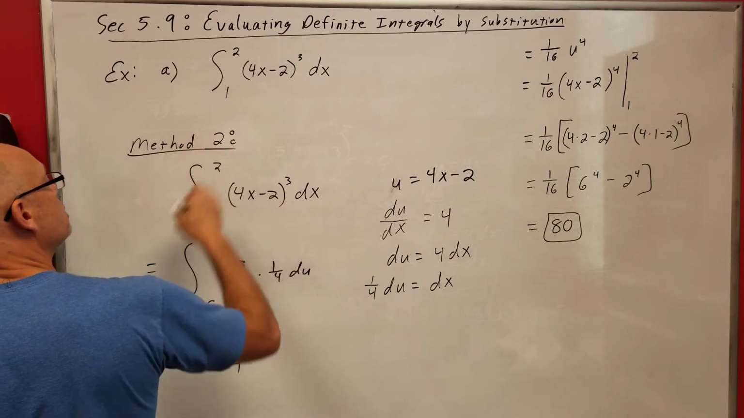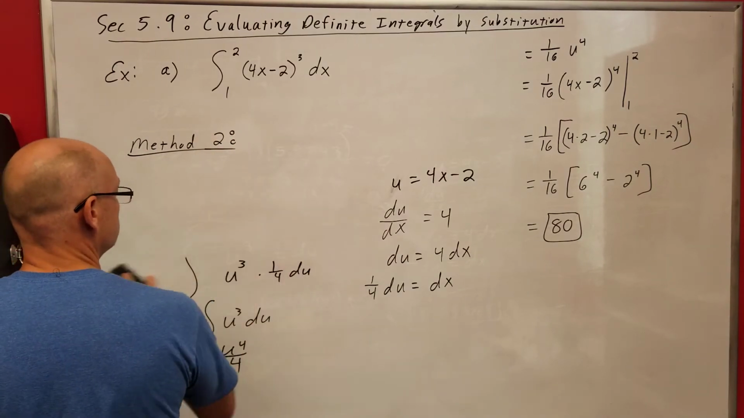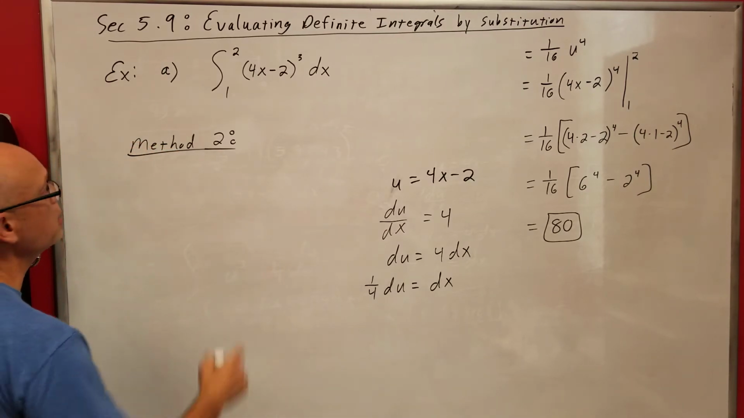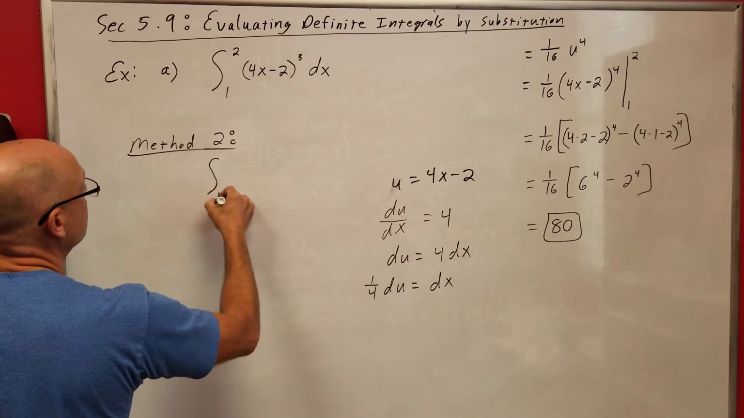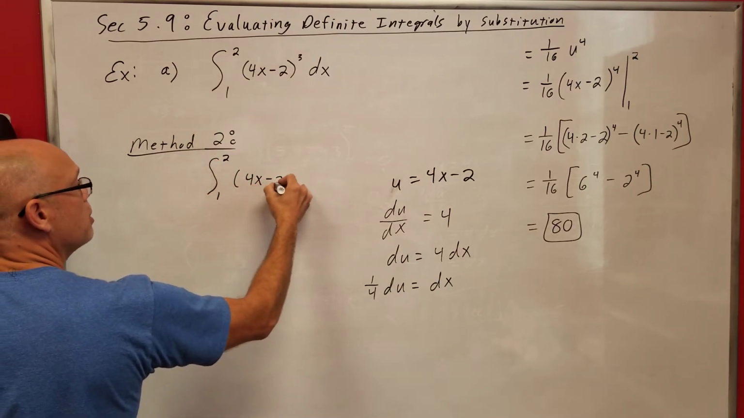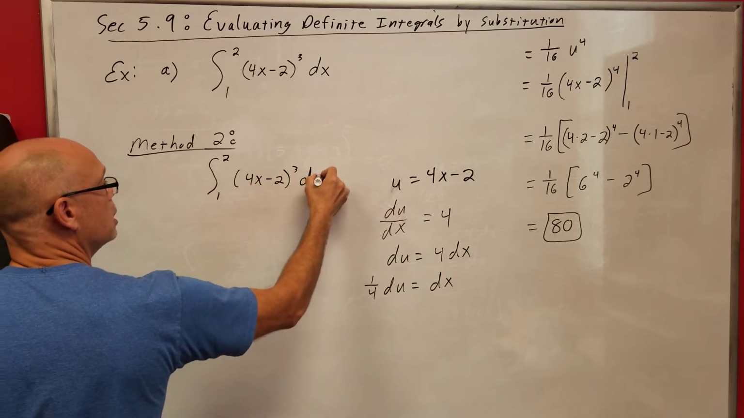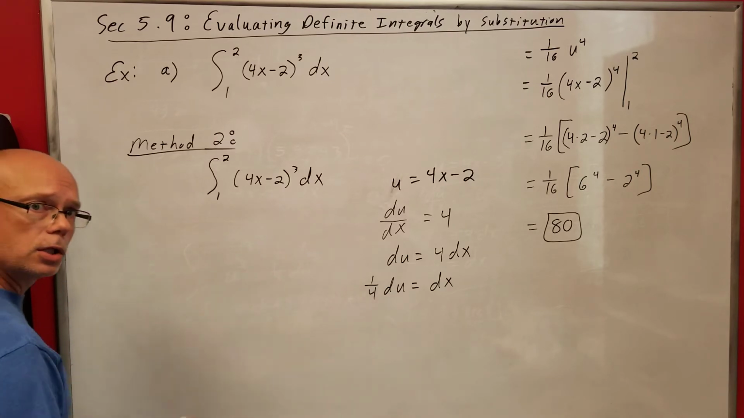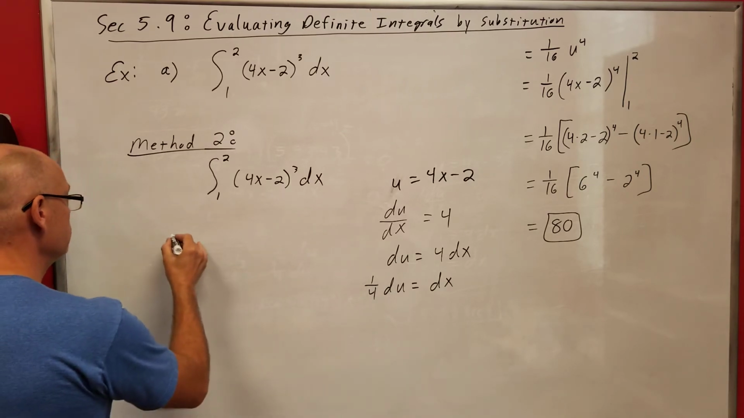Let's look at this problem using method 2. All right, here's what we're going to do for method 2. We're going to start with my original problem, the integral from 1 to 2 of 4x minus 2 cubed dx, right? Well, we already did a u substitution here, so I don't need to redo that.